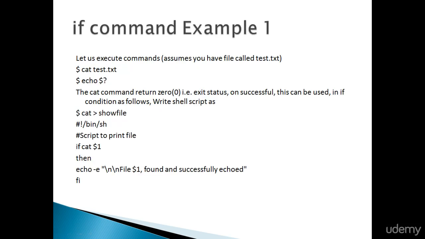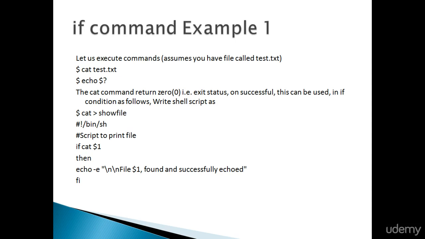We'll now look into an example. We'll execute a command such as cat test.txt. Echo $? will return 0 if the cat command returns the exit status 0 on success, and this can be used in an if condition as follows. What we'll do here is check whether a file exists or not. So we'll create a file, show file.